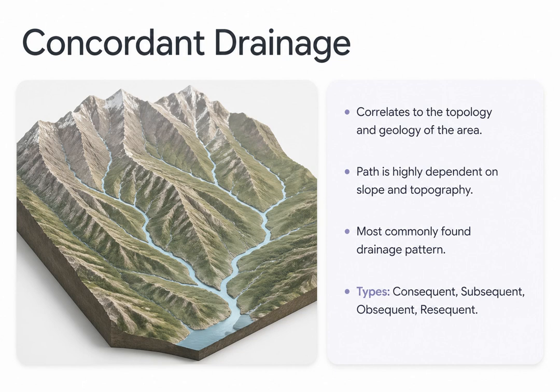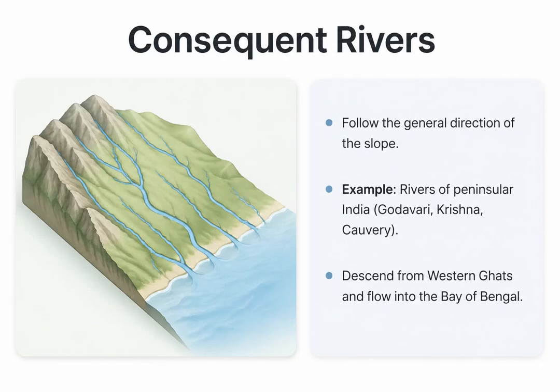The first type of concordant drainage is the consequent river. These are streams that follow the general direction of the initial slope of the land. Most of the rivers in peninsular India are consequent rivers. For instance, the Godavari, Krishna, and Kaveri rivers descend from the Western Ghats and flow naturally down the regional slope eastward into the Bay of Bengal.